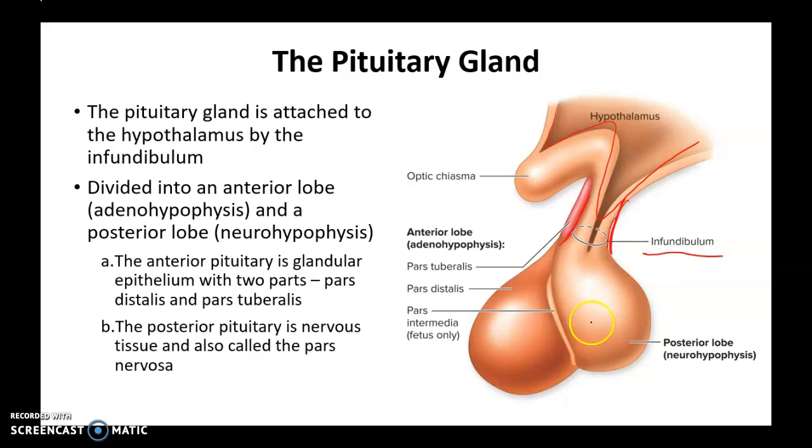Okay, now the pituitary is divided into two lobes. This right here, all this is the anterior lobe, and all this is the posterior lobe. The anterior lobe is also called adenohypophysis, and the posterior lobe is called neurohypophysis. The anterior lobe has two parts. The bigger part is called pars distalis, which is this big part here. And then the smaller part is called pars tuberalis, which is this.